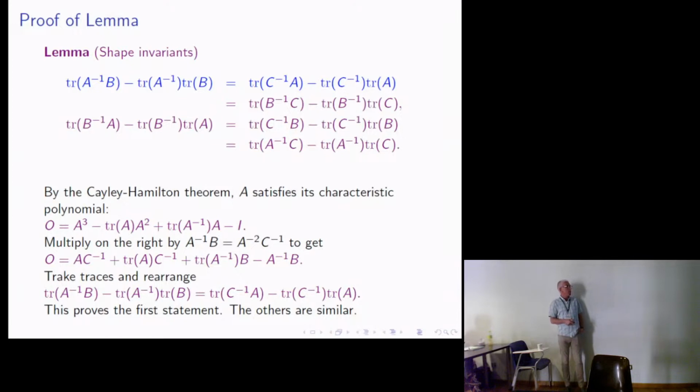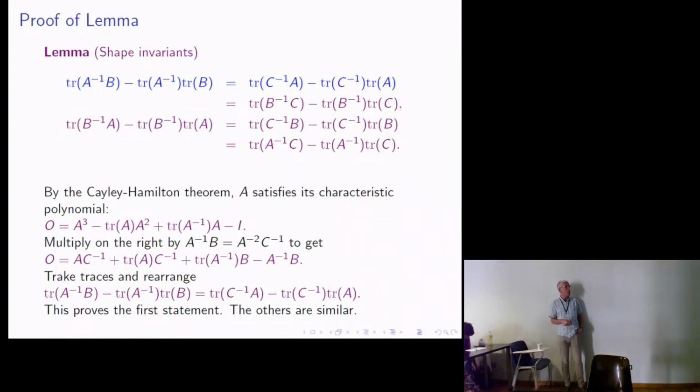So here's the proof. It takes 2 lines. So by the Cayley-Hamilton theorem, A satisfies its characteristic polynomial. Okay? Everybody happy? Basically linear algebra. So now I'm going to multiply this equation. So this O is the 0 matrix, this I is the identity matrix. Multiply on the right by A inverse B, but because ABC is the identity, that's the same as A to the minus 2C inverse. So I get this equation.